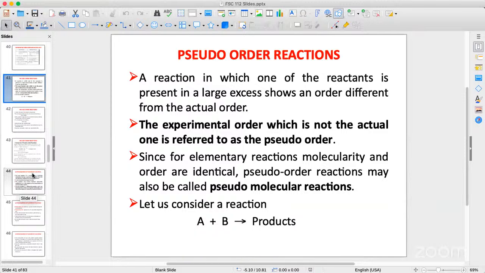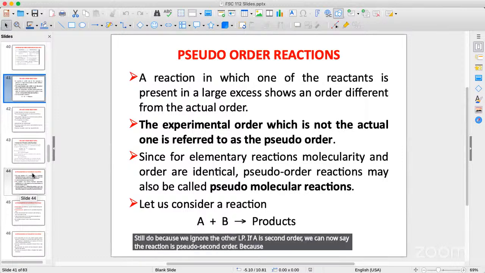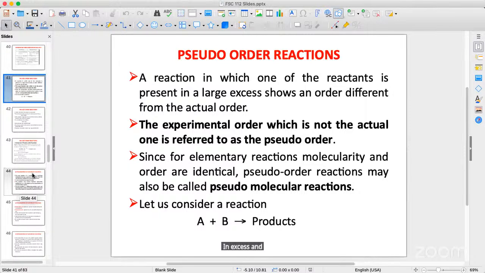If A is second order, we can say the reaction is pseudo second order. Pseudo because we ignore the order of B. You can do the same thing with B while you keep A in excess and constant. So that is the whole idea behind the concept of pseudo-order reaction.